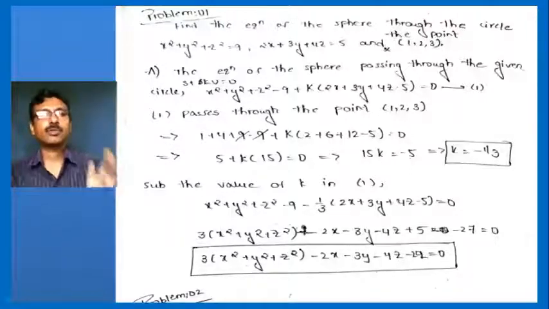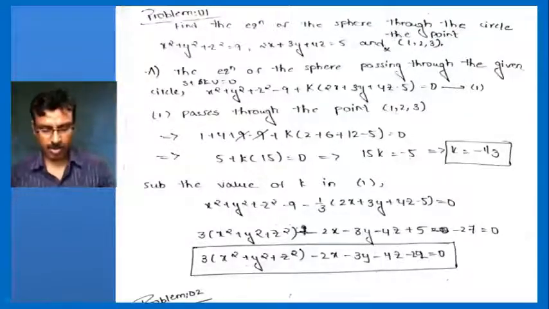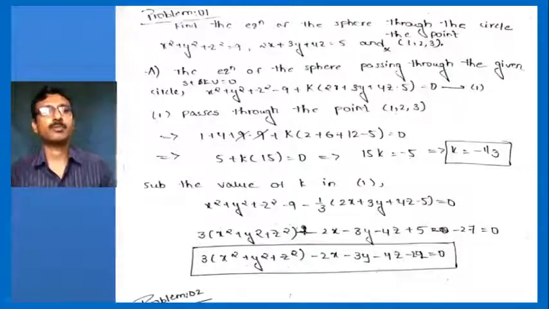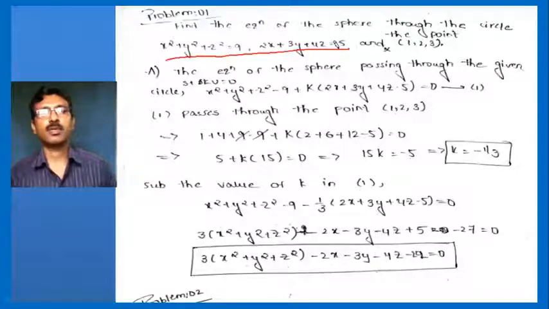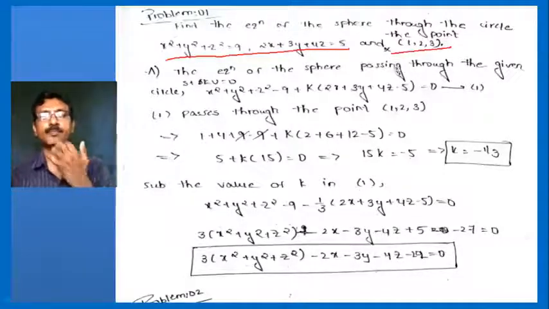Okay, let us go to question number 1. Problem 1. Find the equation of the sphere through the circle. The circle is formed by these 2: one is a sphere, the second one is a plane, and the sphere is passing through the point. Here is the question.